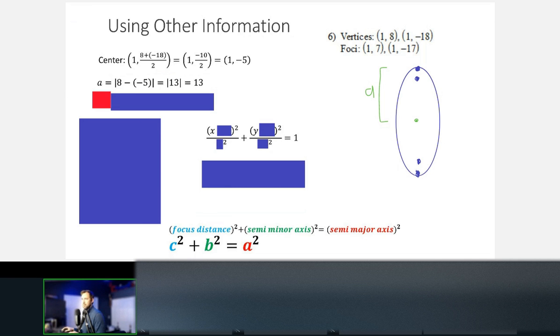So I did from the center. I used our newly found center to one of our vertices. And again, it doesn't matter which one you use. So I used the coordinate that had the 8 in it. We could have used the one that had the -18. I could have had -18 minus -5, and I still would have got 13 as my answer. So the A value is 13. And I'm going to go ahead and write that onto my graph. A value is 13.